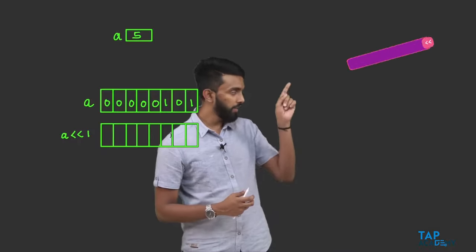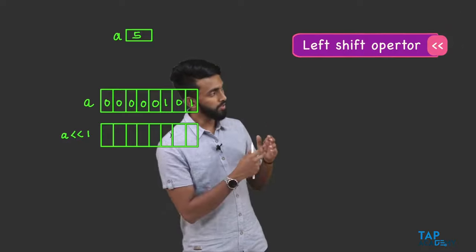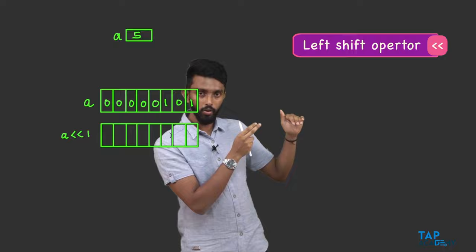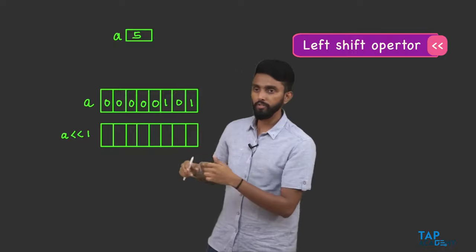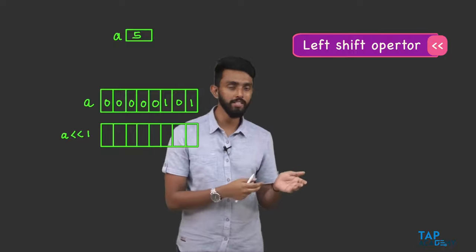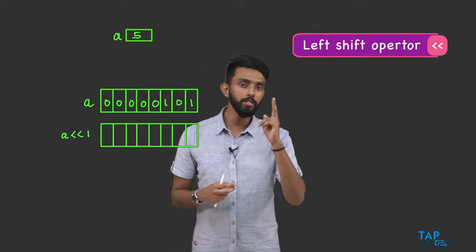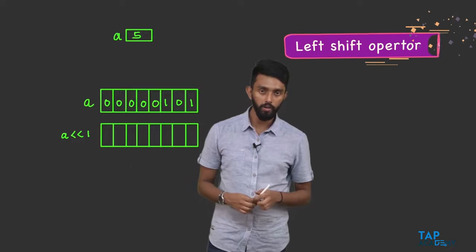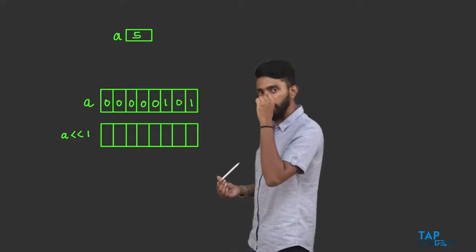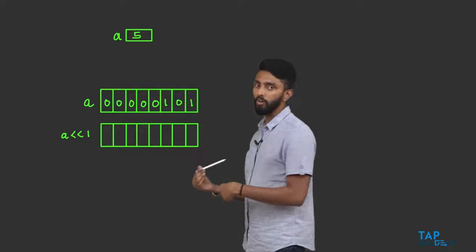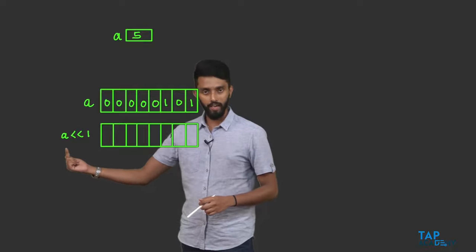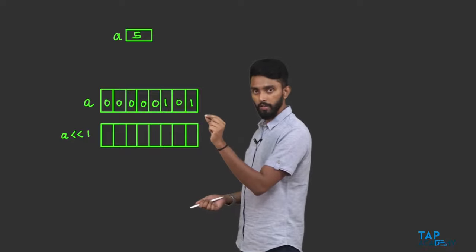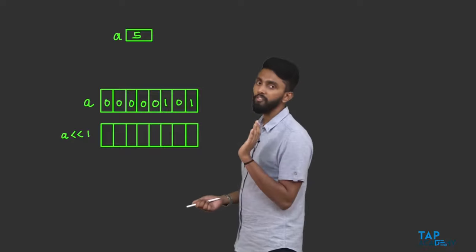Now let's understand the left shift operator, right? As you can see, it is two angular braces, you can call them, which is pointing towards the left side, or you can say less than symbol, right? So two less than symbols together is the left shift operator. Now, how does this work? It's very simple. See, you can left shift however many times you want. So as you can see, I'm telling A, left shift it how many times? Once. Once means every bit will be shifted to its left by one position.